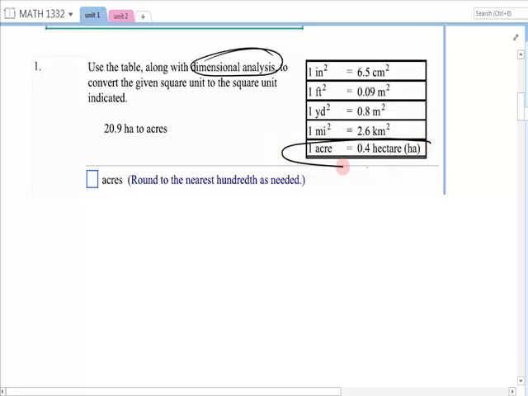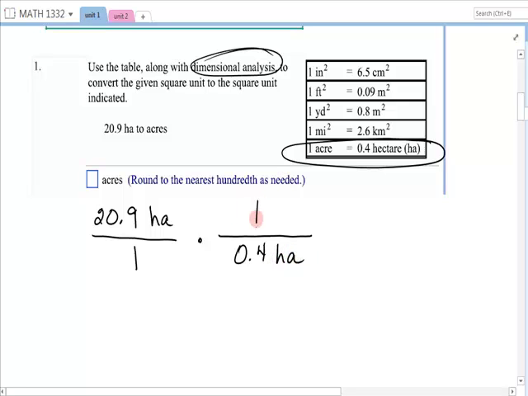Here's my fact. I'm not going to write it down. I'm just going to circle it. I need to convert a hectare to an acre. So I circled the very last one in the chart so that I can think about it. I have 20.9 HAs over 1. What will the unit fraction look like? What has to go on bottom? The 0.4 HA, hectare, and 1 acre on top. Is that okay? Dimensional analysis revisited.